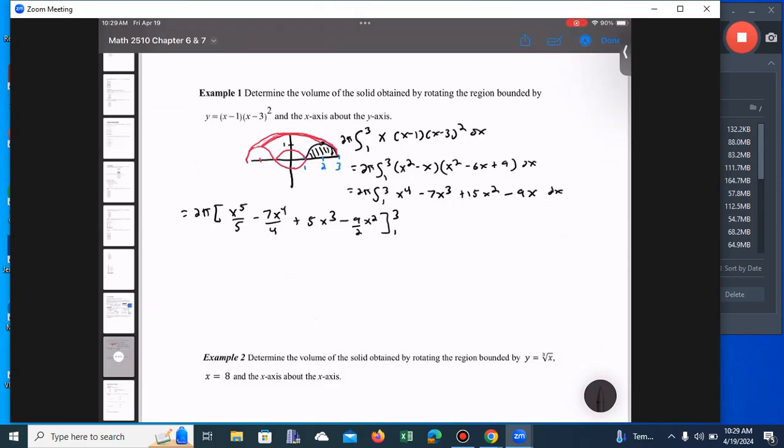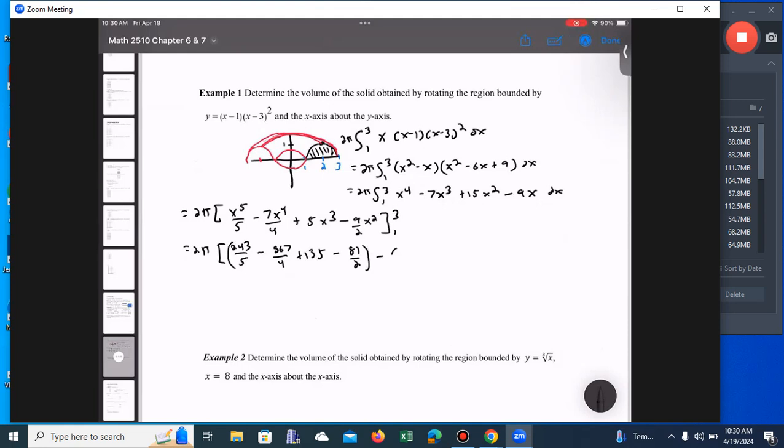Right, so we're going to start by inserting 3. And I'm going to do a little bit of the math. So 3 to the 5th is 243. So I have 243 over 5 minus 3 to the 4th times 7, which is 567 over 4. 3 to the 3rd is 27 times 5 is 135. Then that'd be 3 squared is 9 times 9 is 81 over 2.